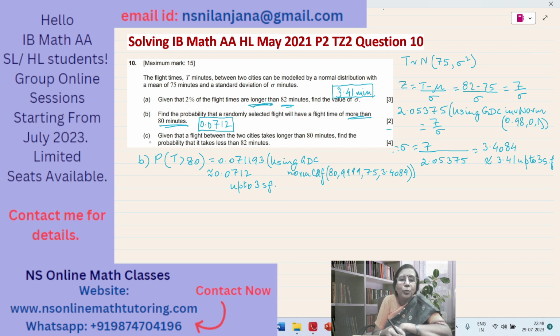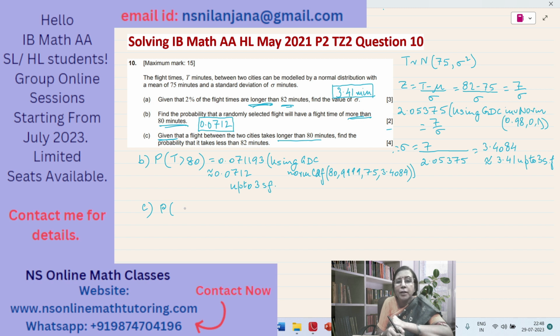Fine. Now coming to subpart C. Given that the flight between the two cities takes longer than 80 minutes, find the probability that it takes less than 82 minutes, given that this is the condition. So it is a case of a conditional probability.